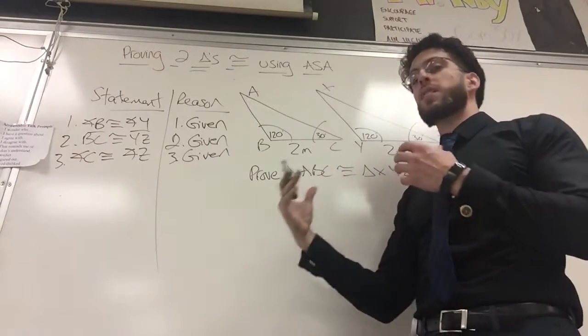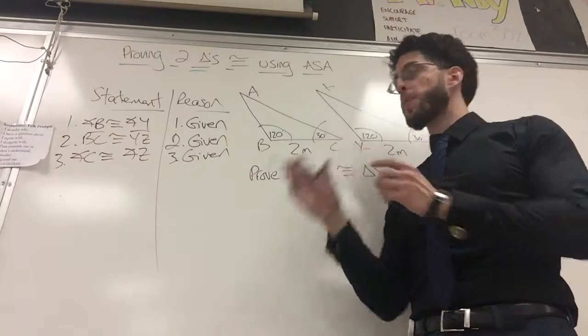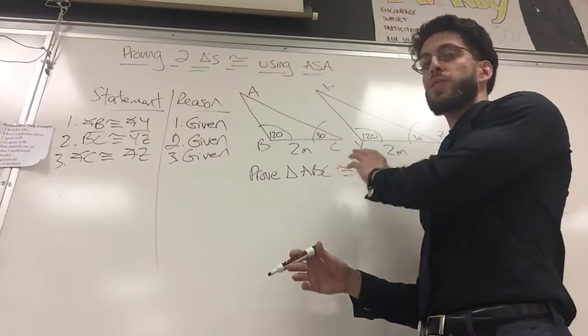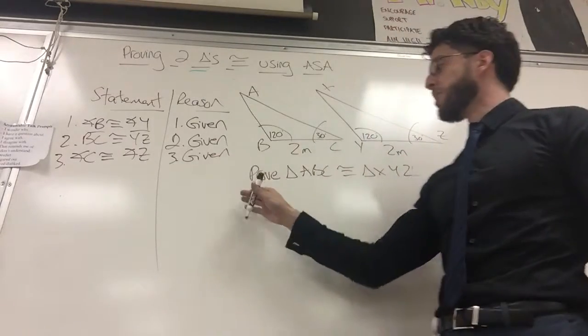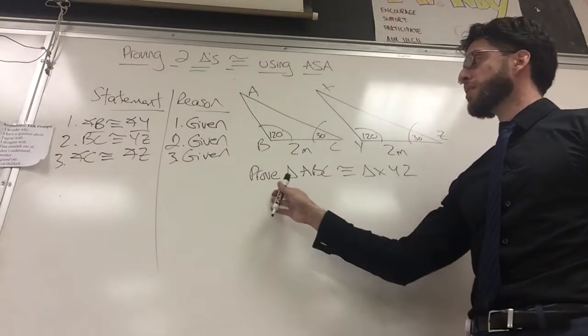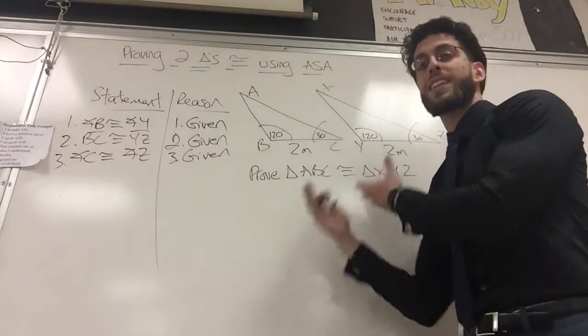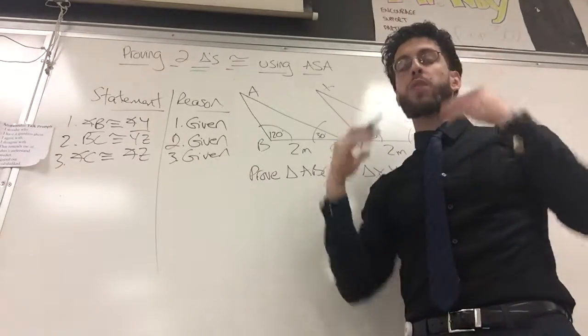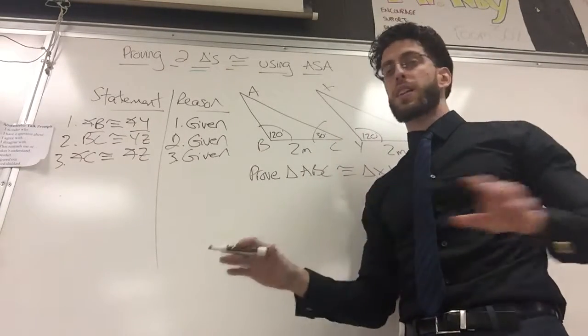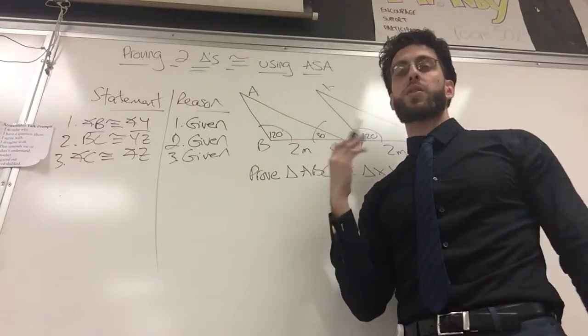A lot of people like to say stuff that they know, but it's not in the picture. Only if it's in the picture is it given. Or sometimes they might actually put words and say, you know, angle B is congruent to angle Y. But that's part of the question. It's given. If you know it, if you infer it, if you assume it, it's not given. Then you have to explain why you're saying what you're saying.